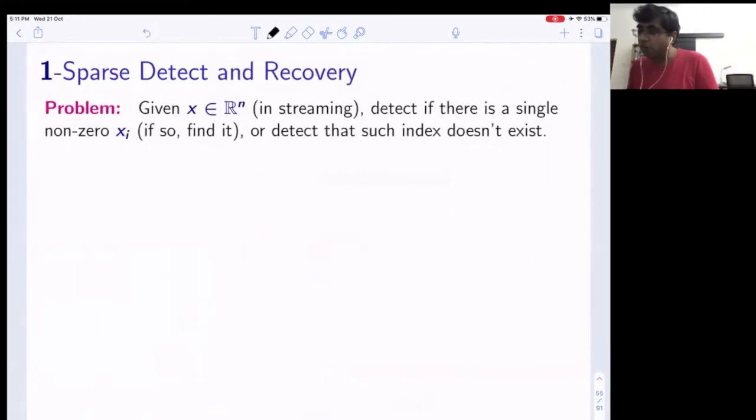Okay. So now, given x in R^n in streaming, detect if there is a single non-zero i. If so, find it, or detect that such an index doesn't exist. So now we would like to say, look, there are more than one coordinate which is non-zero. Or if x has exactly one coordinate which is non-zero, then I will output that non-zero coordinate.